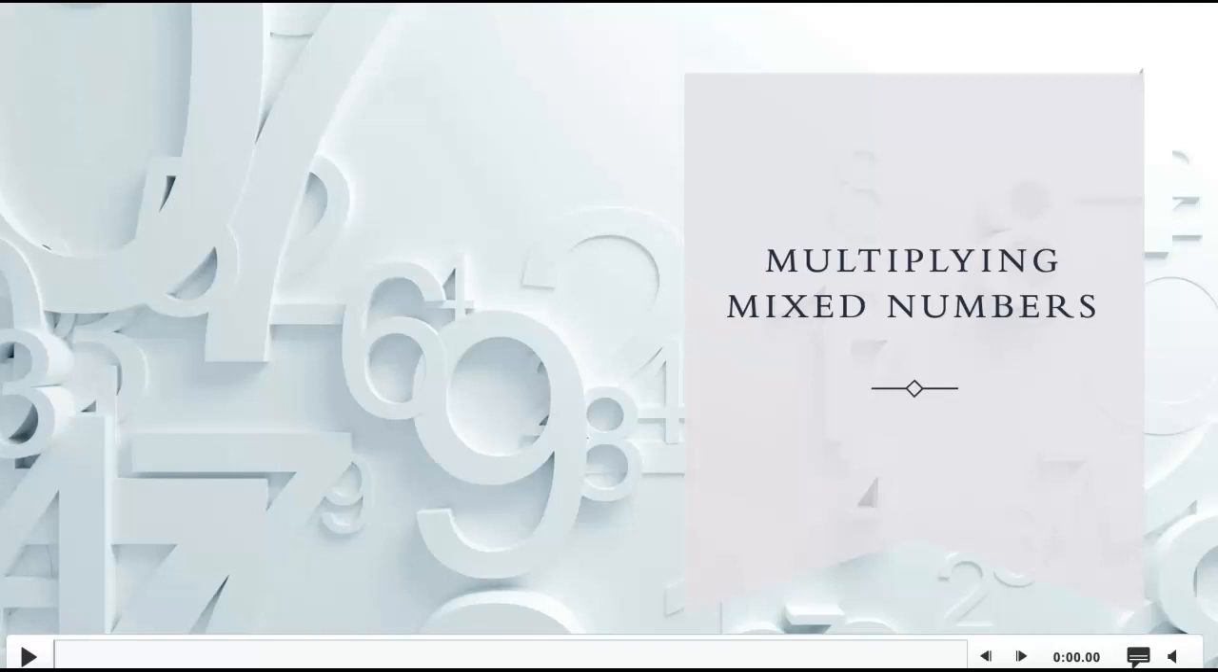All right, so this is a mini lesson on how to multiply mixed numbers. And so I'm just going to go through here and do some examples for you to go through the process. It can be kind of tricky, but if you can remember the steps, then you'll be fine. So I'm going to go ahead and get started.